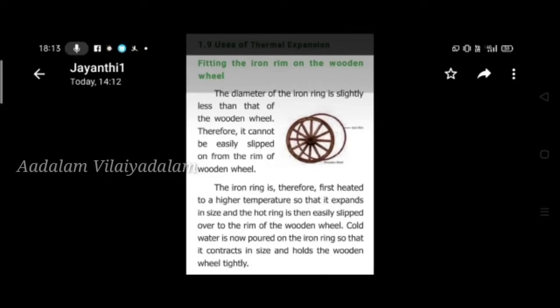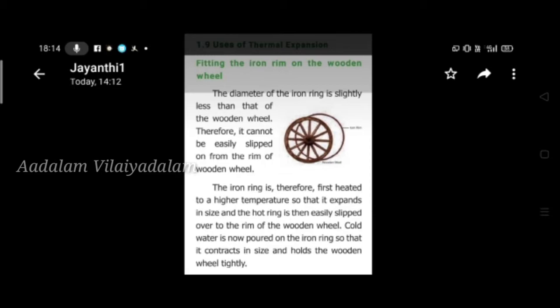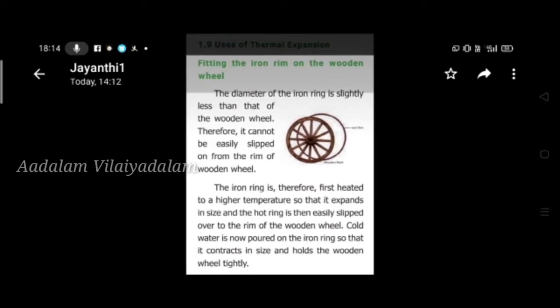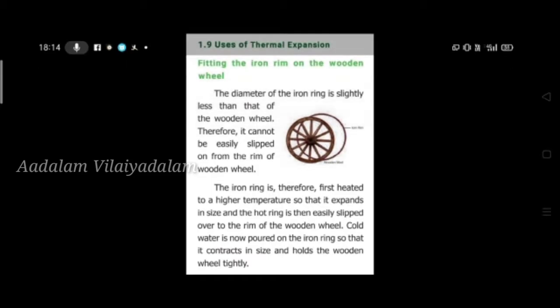The diameter of the iron ring is slightly less than that of the wooden wheel, so it cannot be easily slipped onto the rim of the wooden wheel. First you heat the iron ring to a higher temperature so that it expands in size, and the hot ring is then easily slipped over the rim of the wooden wheel. Cold water is now poured on the iron ring so that it contracts in size and holds the wooden wheel tightly. So that's clear.